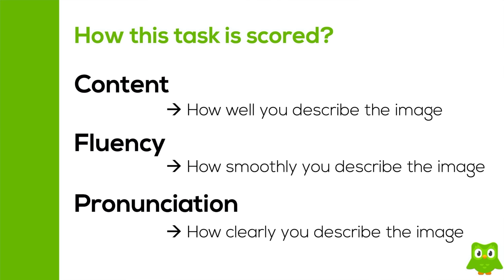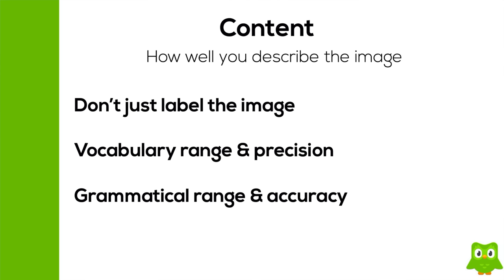To get a high score on this task, you have to think about three things: content, fluency, and pronunciation. Let's take a look at content first. Content refers to how well you describe the image. The first point is about labeling versus describing. Do you actually describe the image, or do you just label it? If you just label an image, you'll get a very low score. Let me show you what labeling means.